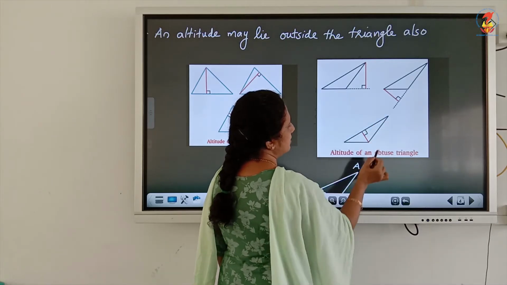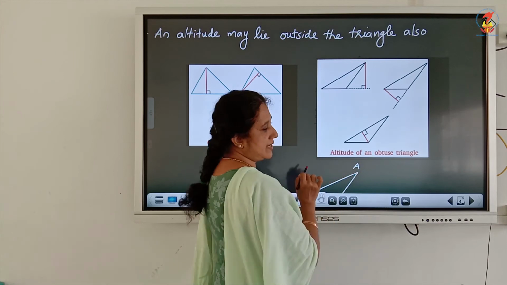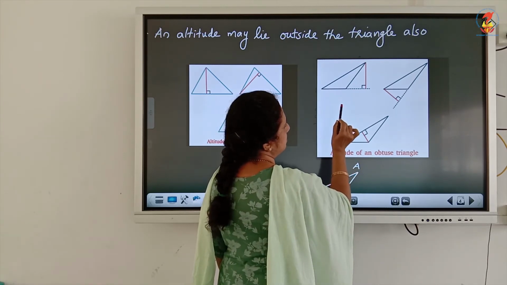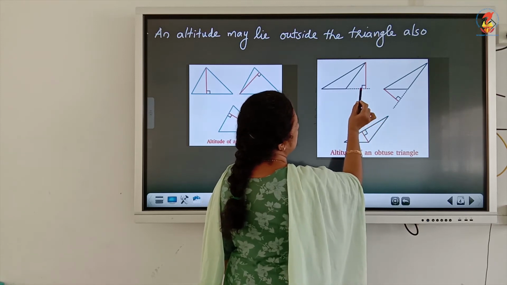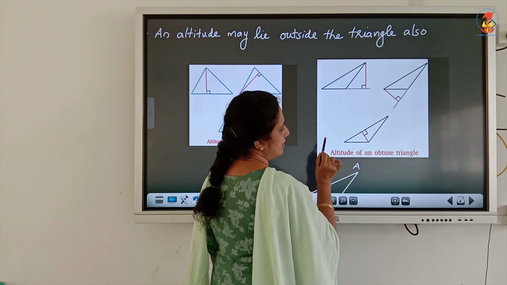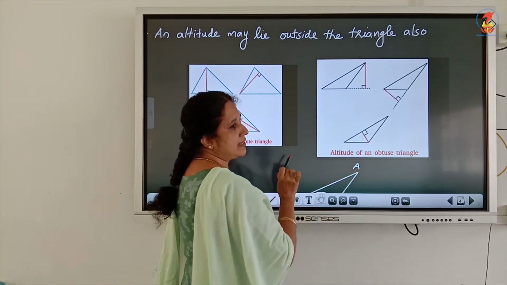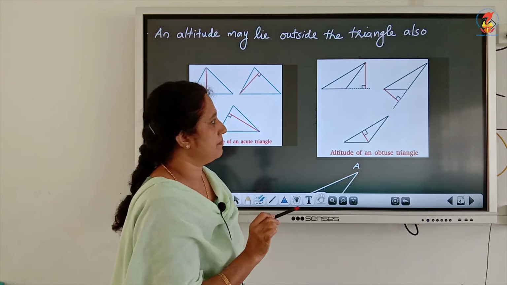Now consider this example. Here we considered three obtuse angle triangles. Then when we draw the altitudes, in two cases the altitudes are outside the triangle. In one vertex, the altitude lies in the interior part of the triangle.